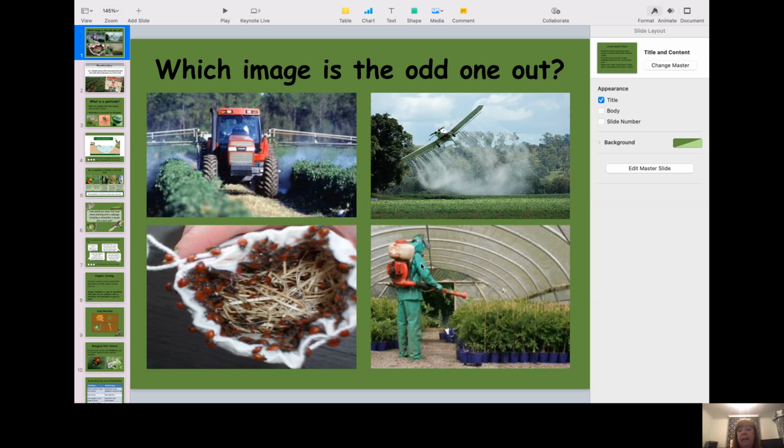So just the fact that he is wearing this huge suit and a visor, that kind of gives us the clue the pesticides aren't particularly healthy if you're up close. So which is the odd one out? It's fairly obvious. It's the ladybirds. They're not pesticides. They're not doing any harm to the environment. So it's this picture here.